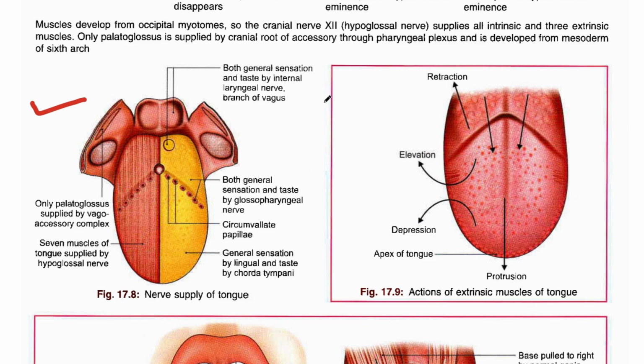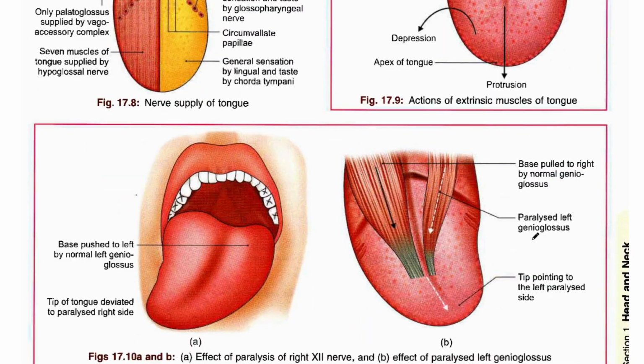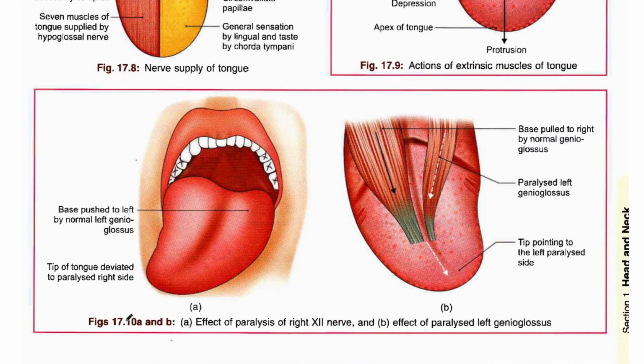If you want, you can draw this diagram showing the different actions: retraction, elevation, depression and protrusion of the tongue. That is the action of the extrinsic muscles of the tongue. Over here, it shows the effect of paralysis of the right 12th nerve, that is the hypoglossal nerve. So what happens when there is paralysis of the hypoglossal nerve? The tip of the tongue gets deviated to the paralyzed side. That is, if you have paralysis of the right hypoglossal nerve, it will get deviated to the right side.